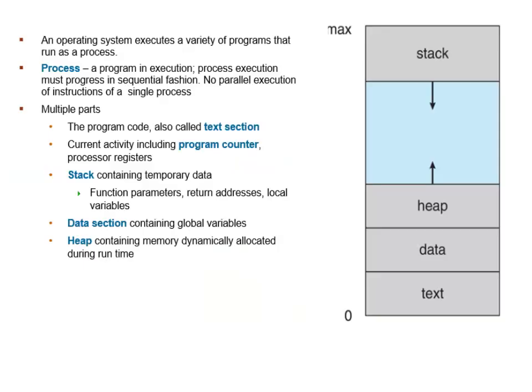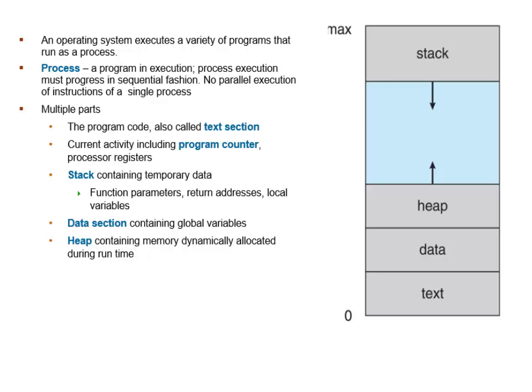A process is basically a program in execution. The execution of a process must progress in a sequential fashion. The status of the current activity of a process is represented by the value of the program counter and the contents of the process registers. The memory layout of a process is typically divided into multiple sections.